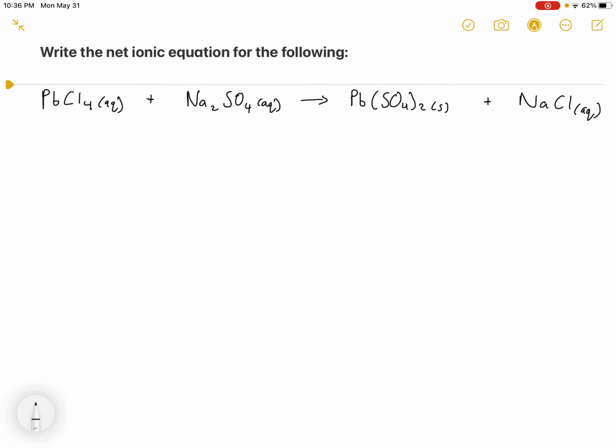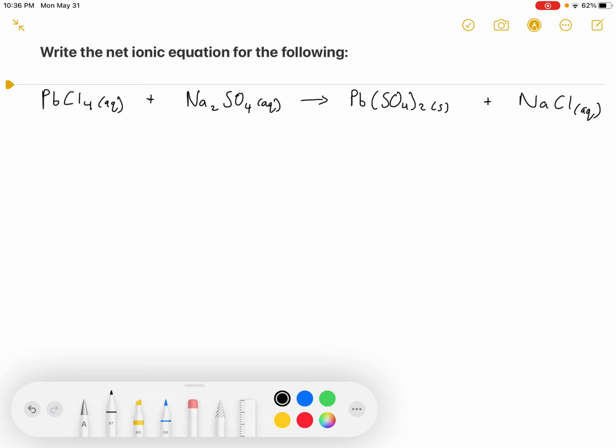Alright, in the first example for writing total and net ionic equations, we're going to look at the reaction between lead chloride and sodium sulfate. So our first step whenever we are writing net ionic equations is we first need to make sure that our equation is balanced. Since we've had lots of practice with that, I'll just be able to do that quickly.